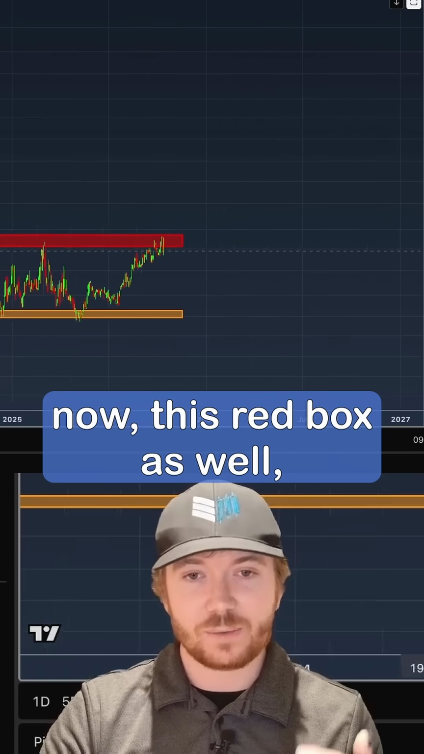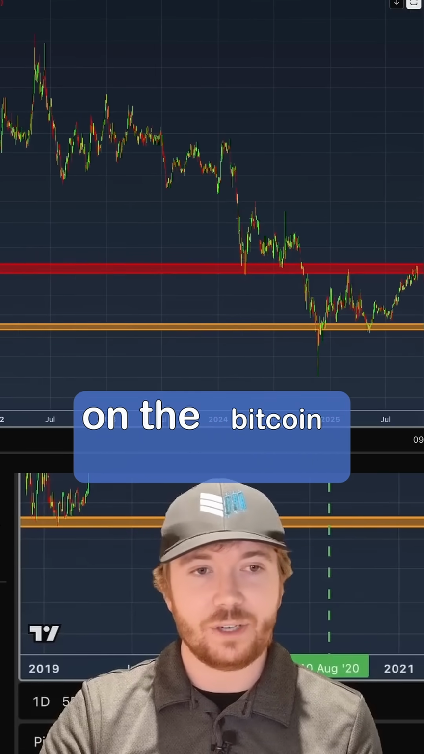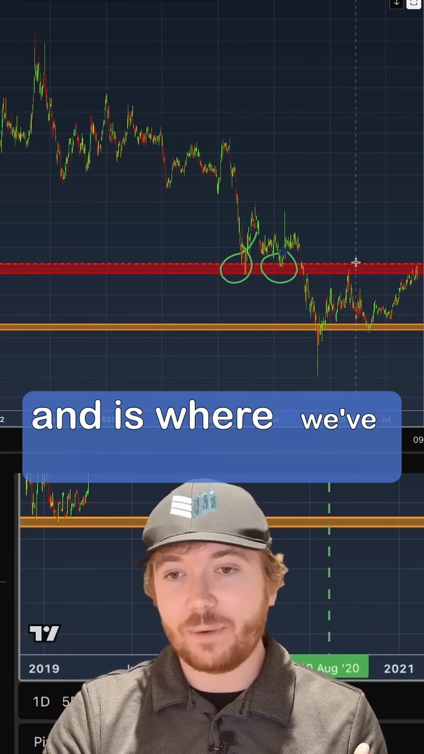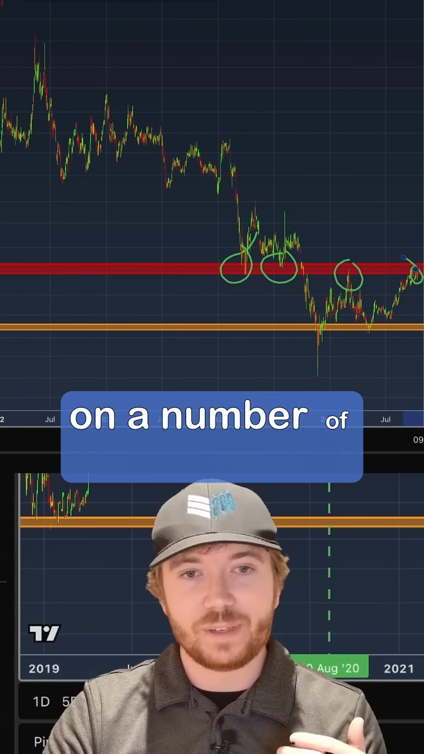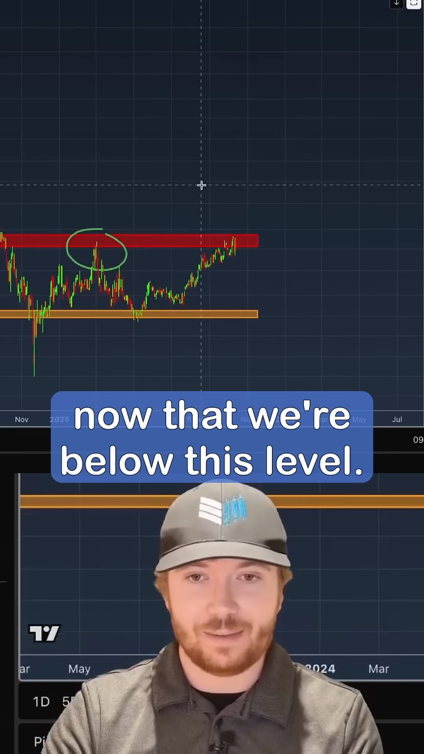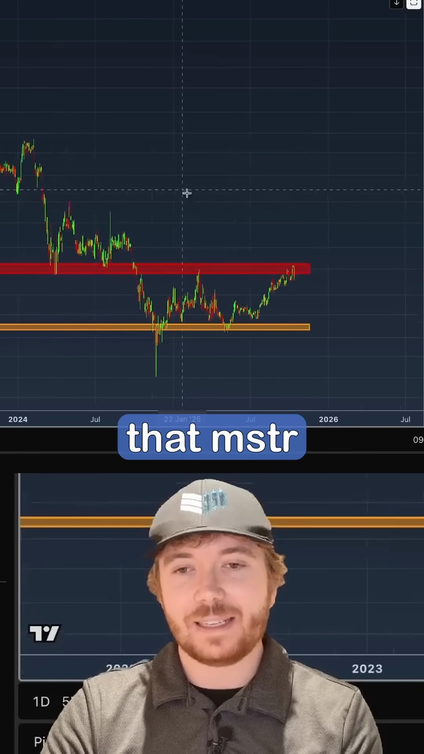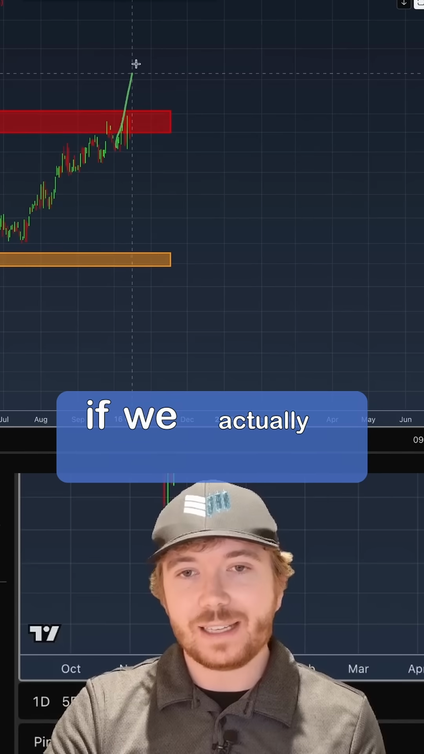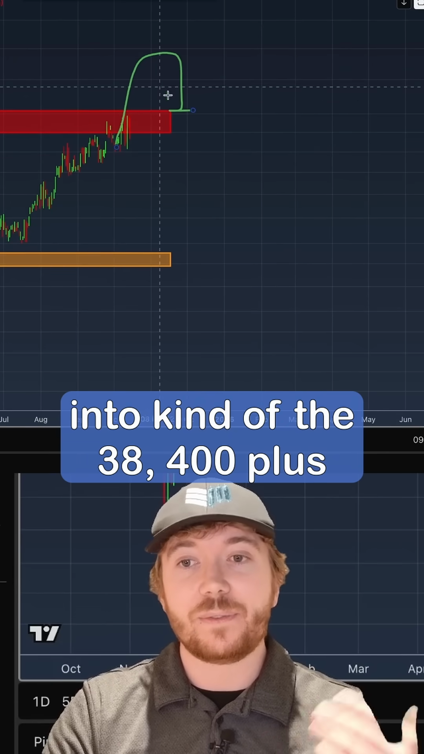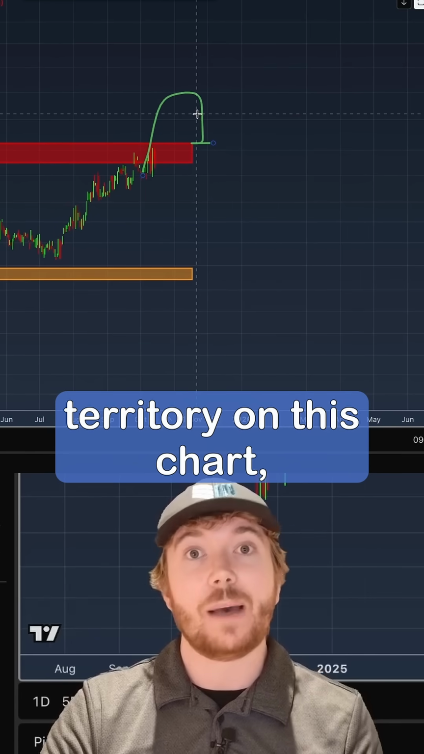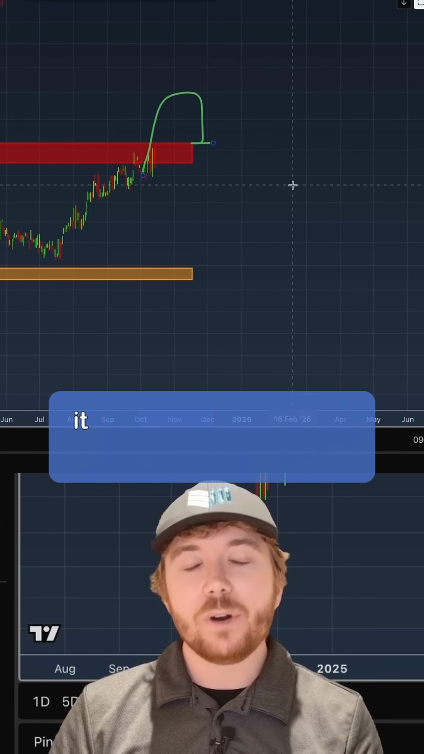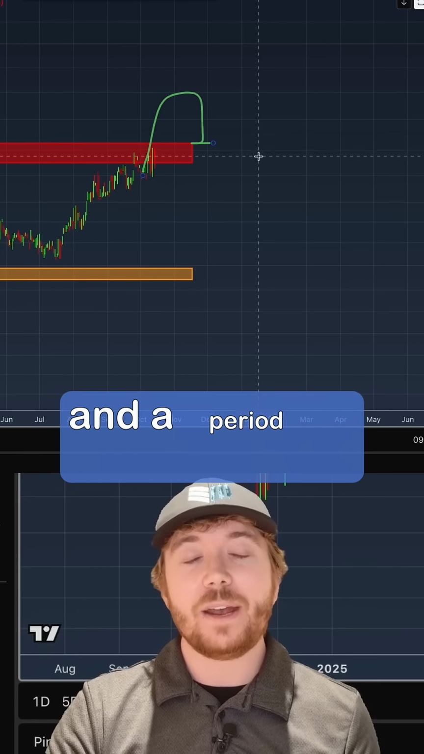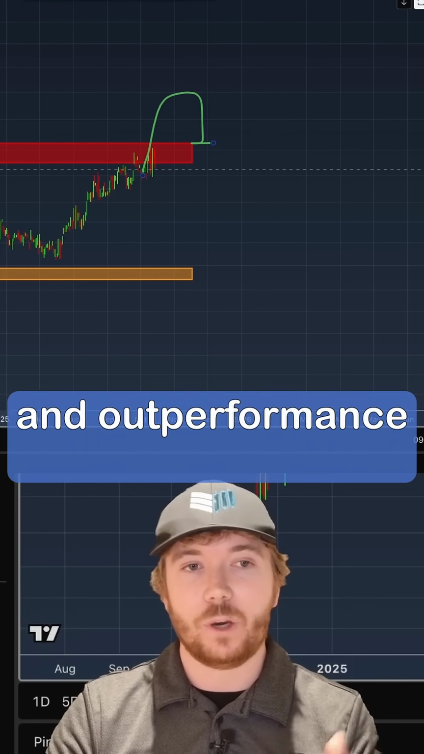Now this red box as well, almost like an area of support and resistance on the Bitcoin chart, is where we've bounced on a number of different occasions when we were above this, and is where we've bounced back beneath from on a number of different occasions now that we're below this level. I think this really indicates that MSTR is at a pretty critical point for its price compared to Bitcoin. If we are to see this chart move above into the 380, 400 plus territory, how many MSTR shares you could buy with one Bitcoin, it would almost certainly outline a bear market for the Strategy price action and a period of relative overperformance and outperformance for Bitcoin.